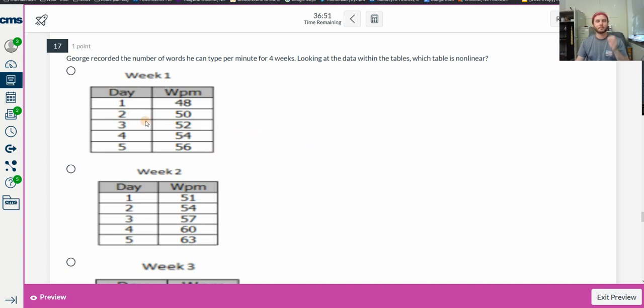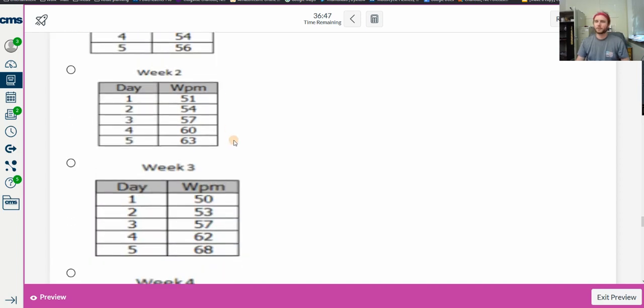So week 1, perfectly linear. It's going up by increments of 2. Week 2, 51, 54, 57, 60, and 63. It doesn't look like it at first, but it is counting by 3s. So week 2, it's a little weird, but it is linear.